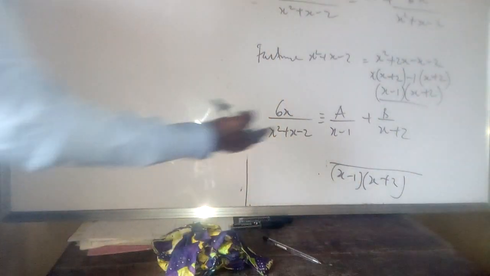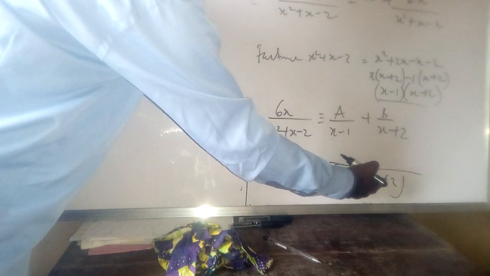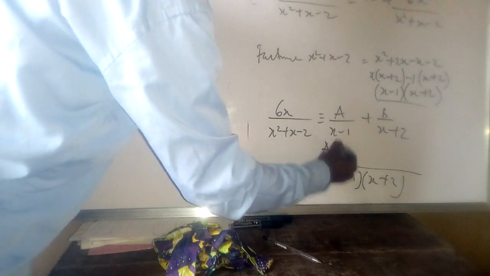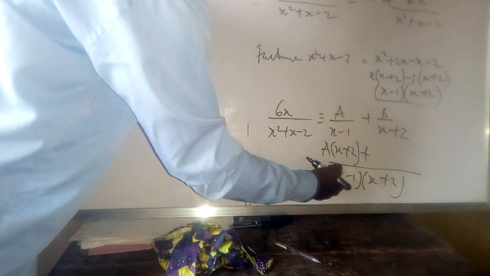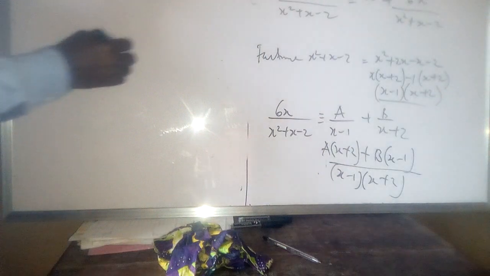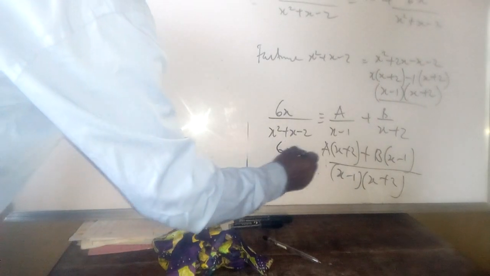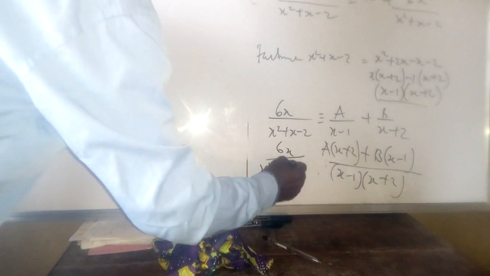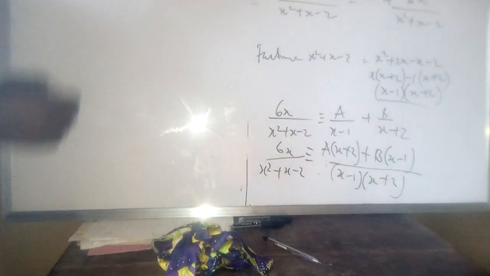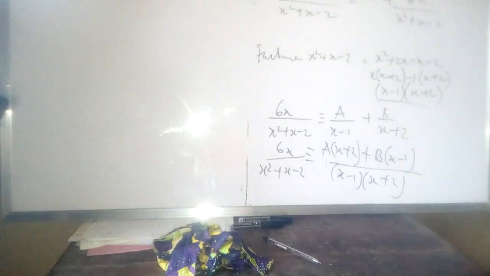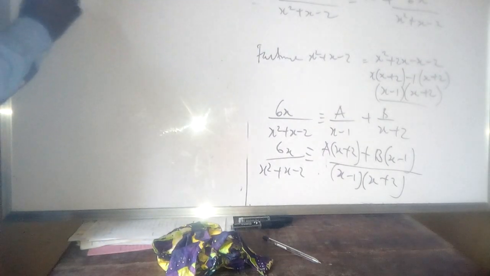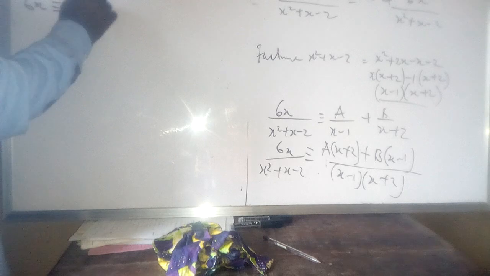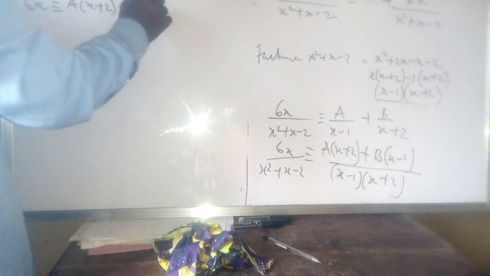When (x minus 1) divides this, you get A into (x plus 2), then plus, when (x plus 2) divides this, we are left with (x minus 1), multiplying B, that's B into (x minus 1). So 6x all over (x squared plus x minus 2) is equivalent to that. Now we compare the numerator: A into (x plus 2) plus B into (x minus 1).